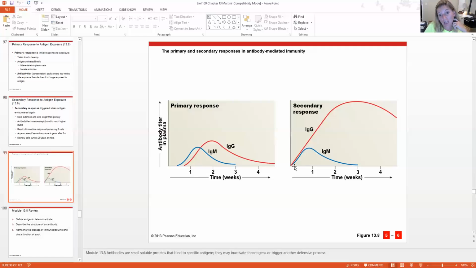If you get exposed to it again, it's almost immediate. It's not even a week long before you reach IgM peak levels. And look at the IgG. It reaches an even higher level, and it stays elevated for weeks and weeks after.